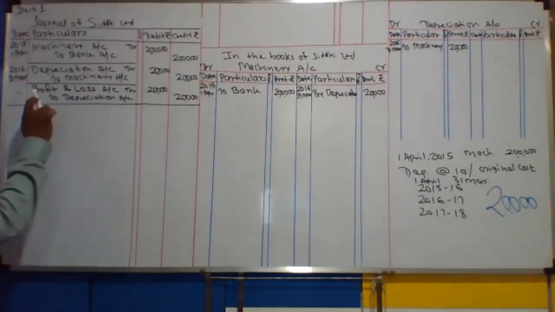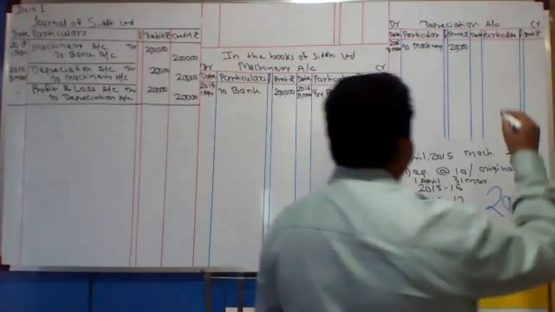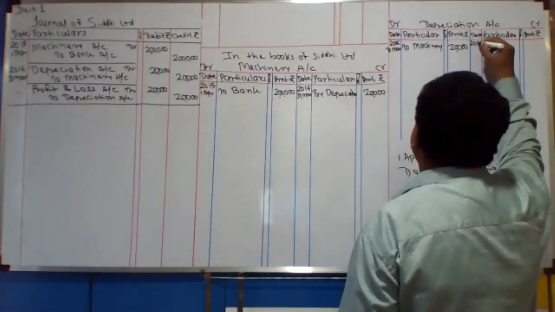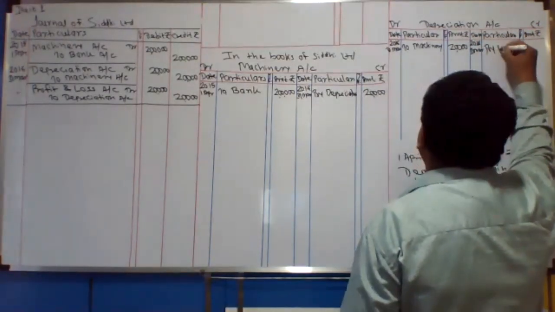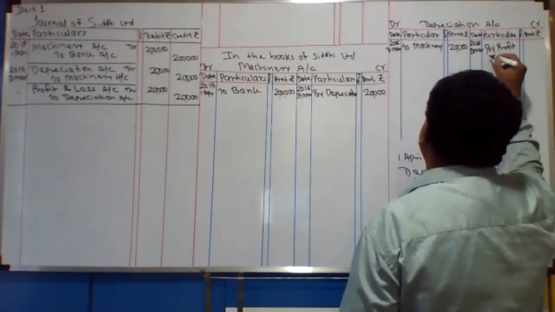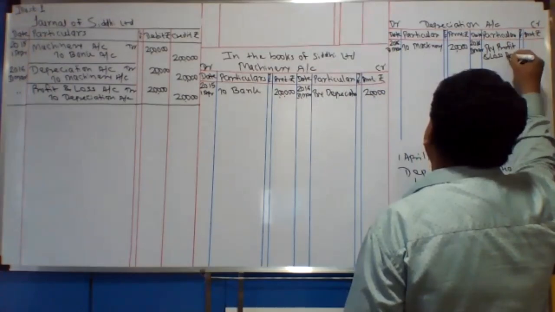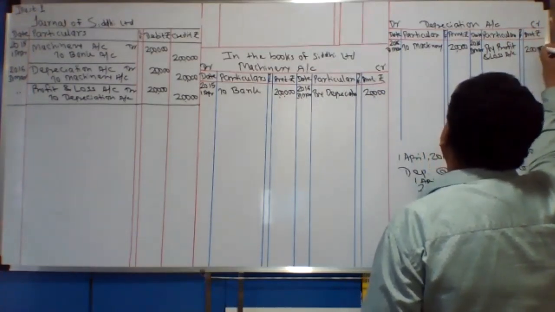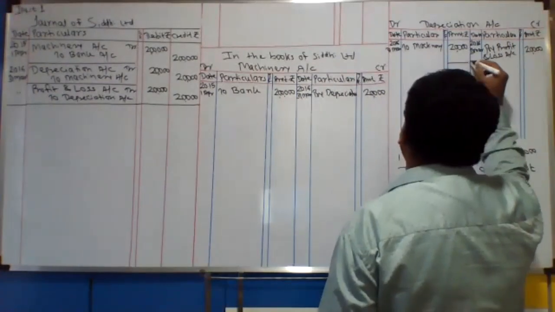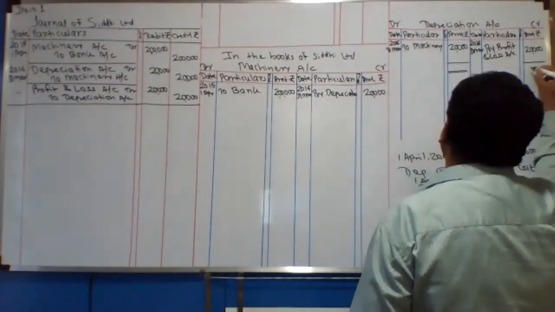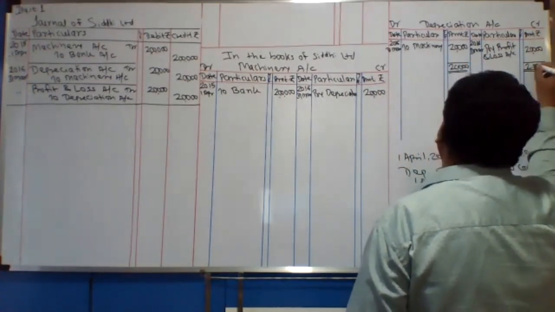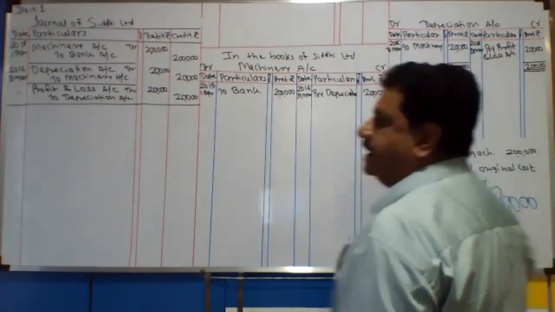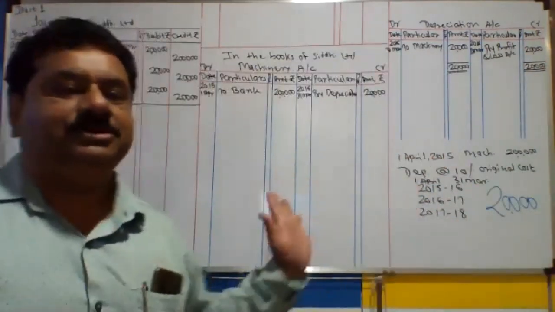And look at the last entry now. Profit and loss account debit to depreciation. So in the depreciation account you write as a by profit and loss account. Date same. By profit and loss account 20,000. आता account close करा. Close down the account. You can see that depreciation account is getting closed. Same total, both sides मतलब closed.